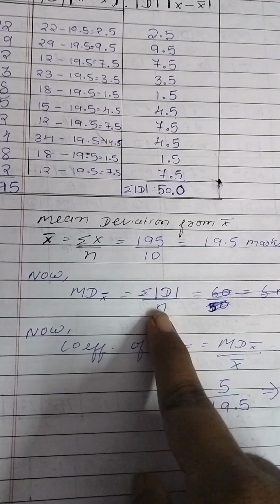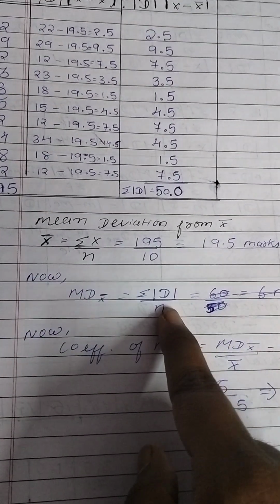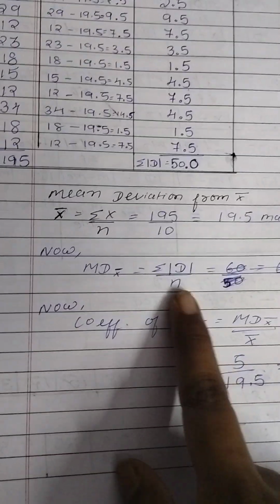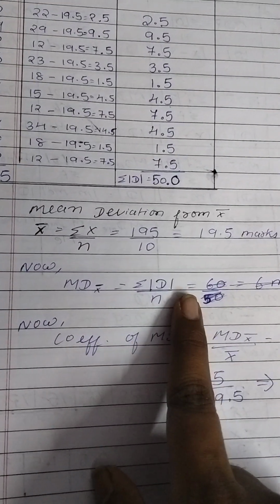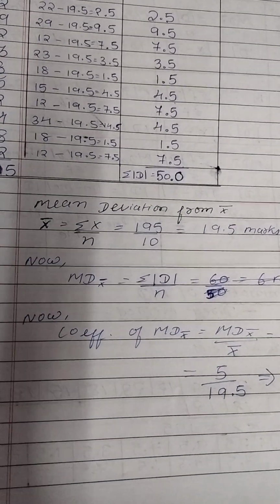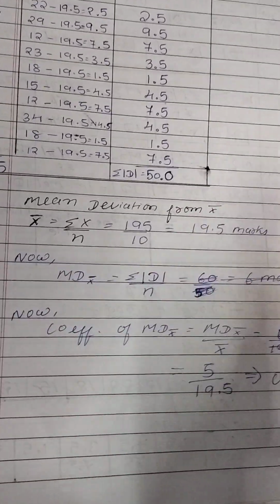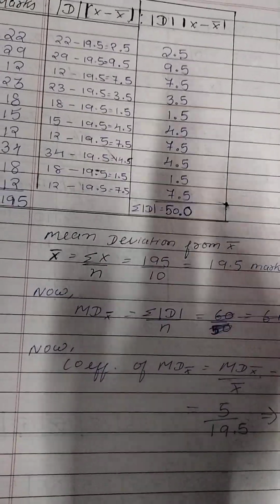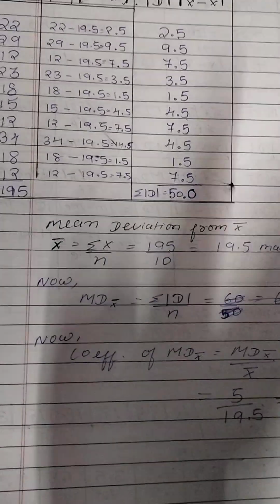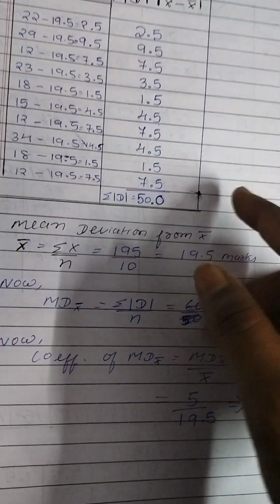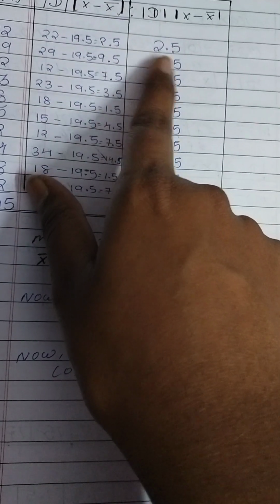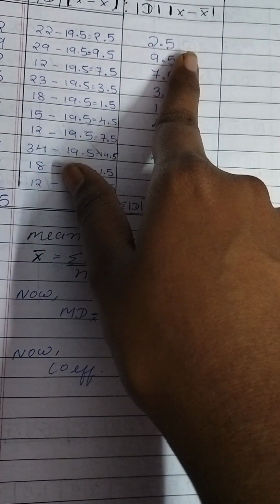Here you may observe that there are lines on both sides. This is not a bracket, this is the modulus. The modulus is there to remove the sign, negative or positive. There is no consideration of plus and minus. For example, when we calculate 20 minus 19.5, the value is 0.5. We simply write these values, and we are not using any positive sign here.